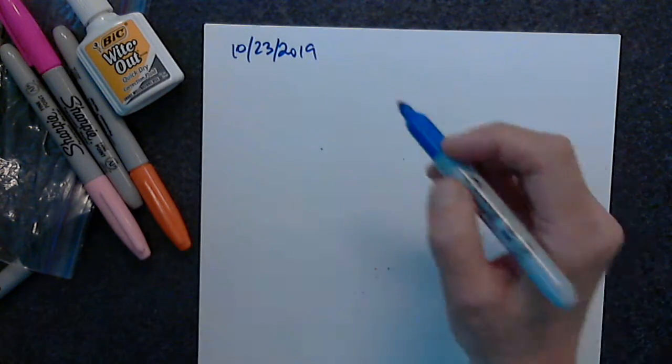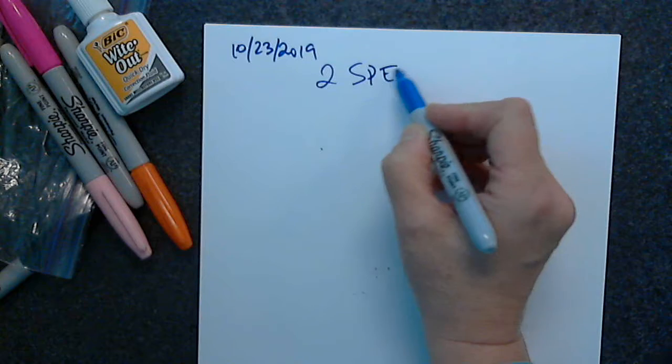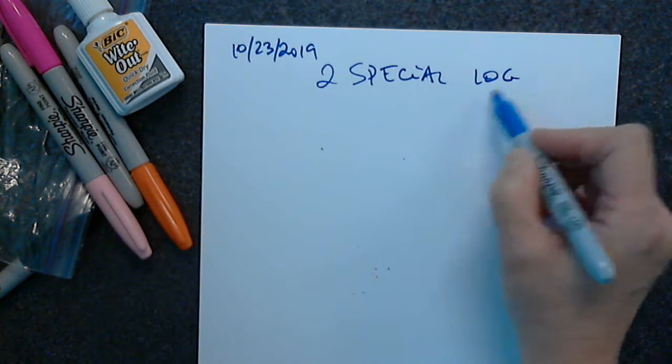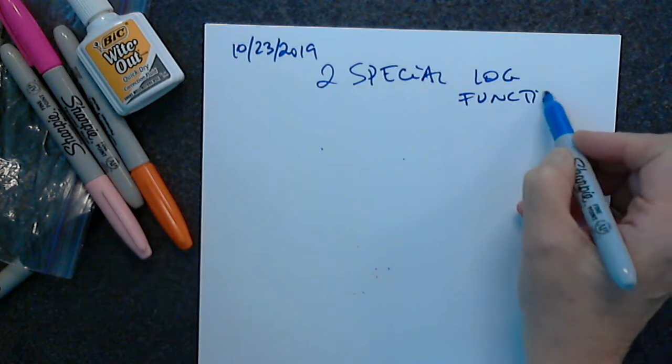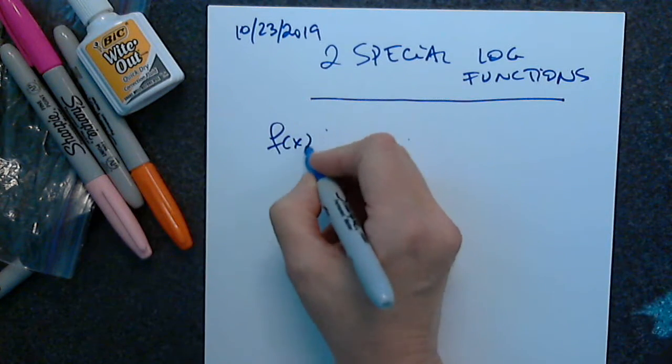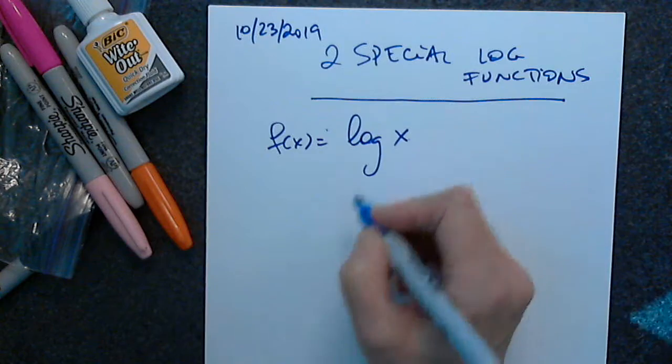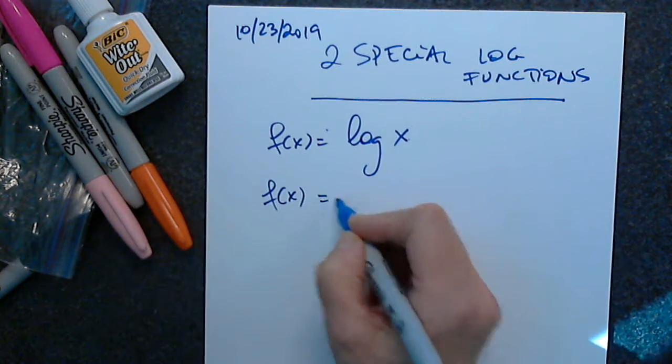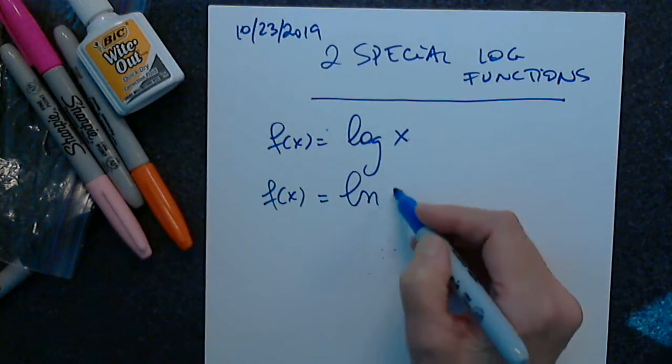Okay, in that case, let's talk about two special log functions now, because we did not write those. So they are log x. Of course, that's not how we read it. And ln x.